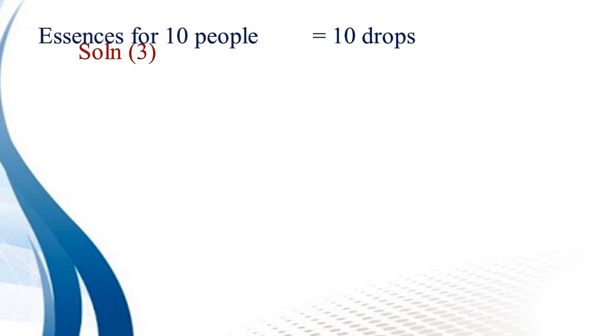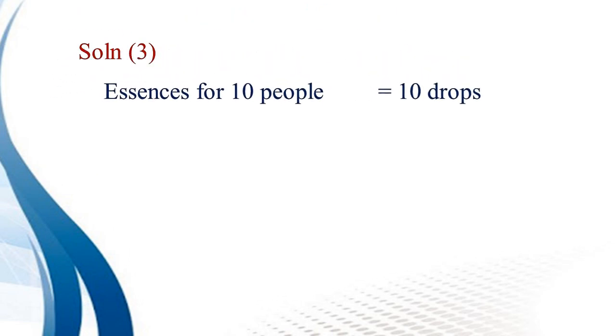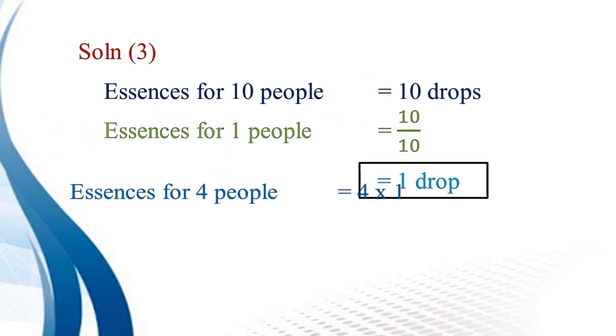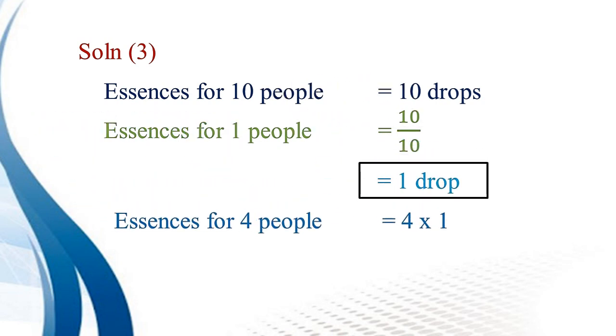Third one, essence for 10 people equal to 10 drops. Now we want to find essence for 1 people equal to 10 divided by 10 will get 1 drop. Now we want to find essence for 4 people equal to 4 multiplied 1 will get 4 drops.